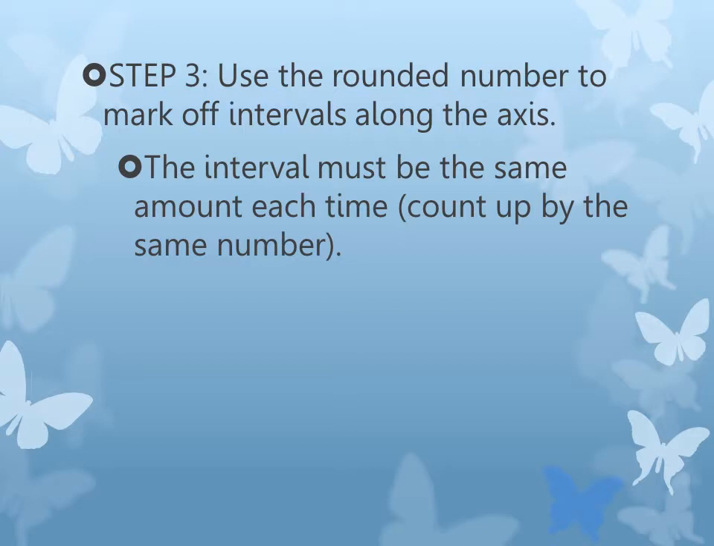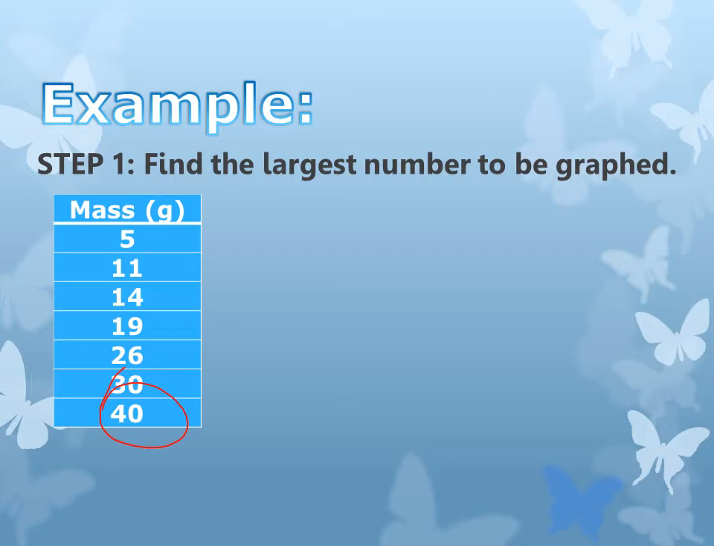Okay, step 3 is use a rounded number to mark off the intervals along the axes. All that means is we want to count by that number on our axes. And you want to count by that same number each time. The other thing to be noted here is you want to count by starting at 0. Okay? So here's an example.